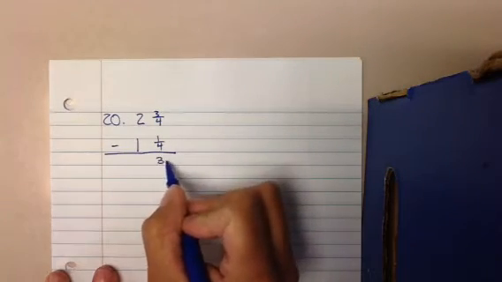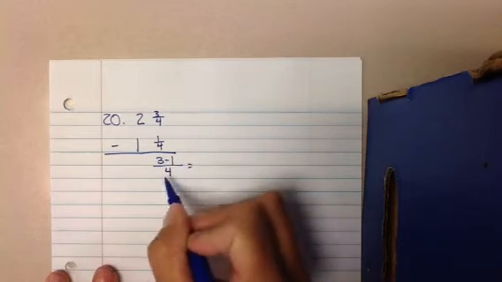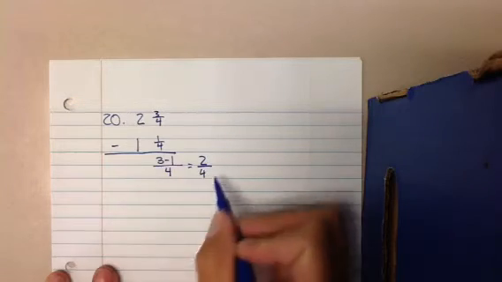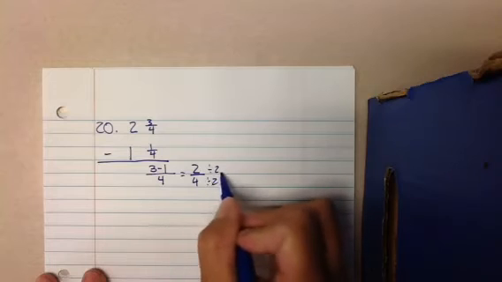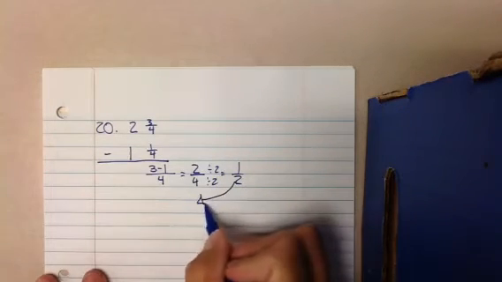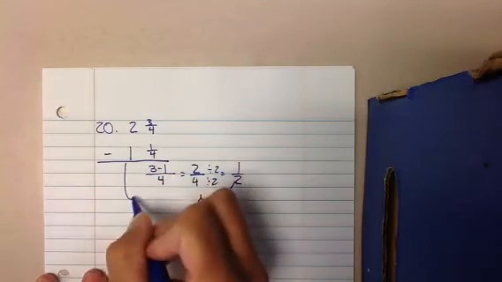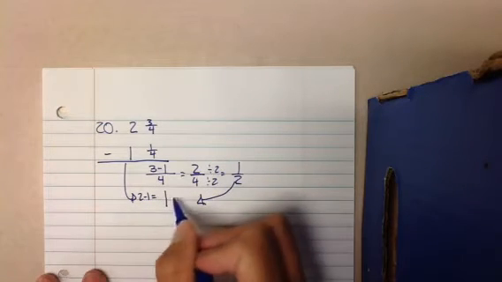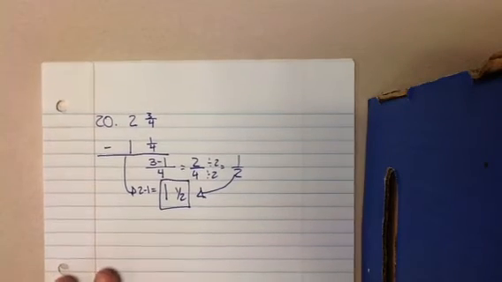So in this case, we've got 3 minus 1 all over 4. 3 minus 1, remember the denominator does not change, is 2. And 2 over 4, we can reduce that by dividing the top and bottom by 2, and it becomes 1/2. Now do not forget that you have whole numbers to subtract. 2 minus 1 is your next step, and 2 minus 1 equals 1, and we're bringing the 1/2 down, so our answer is 1 and 1/2.